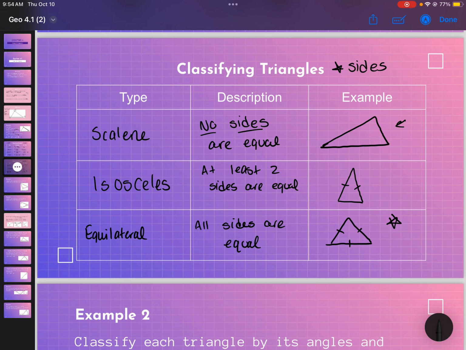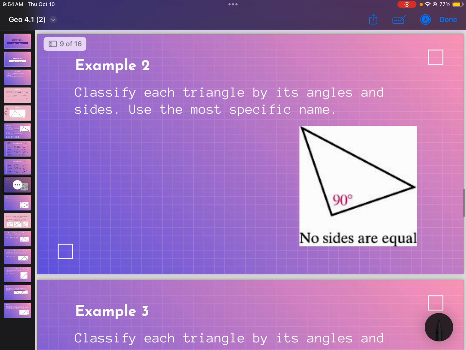All right. When we are actually classifying triangles, we want to classify by both angles and sides. It's not fully classified if it's not classified by both. So over here, I see I have 90 degrees, so that is one right angle. So I know I'm dealing with a right triangle. And they're telling us that no sides are equal, so this would be a right scalene triangle. And that's really all there is to it when we're classifying.